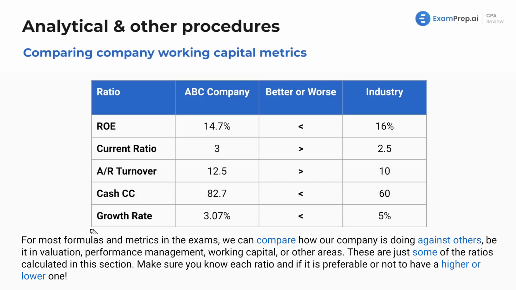Lastly, for most of these formulas and metrics in any of these exams that we take, we can compare how our company is doing against others or, again, industry, competitors, be it in valuation, performance management, working capital, anything like that. Obviously, this is sounding much more businessy than audit. However, understanding these relationships is critical for audit just as well. Now, these are just some of the ratios in this section. Make sure you know each ratio, if it's preferable or not to have it higher or lower. Super important. Make sure you're familiar.